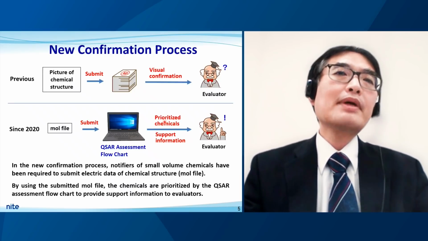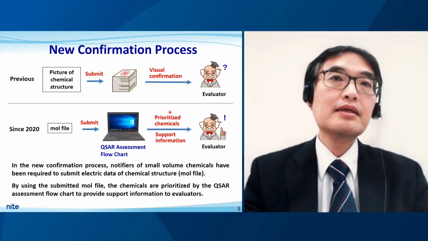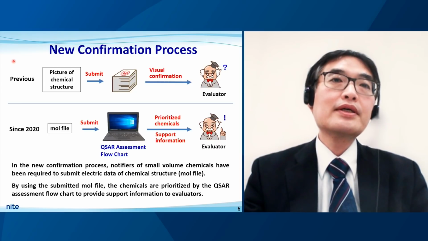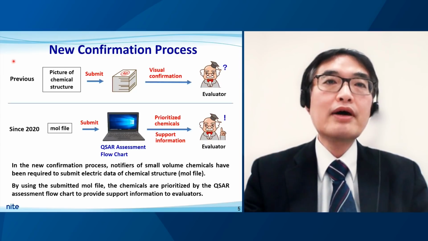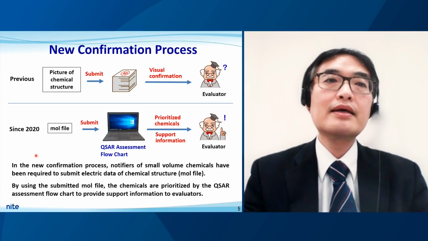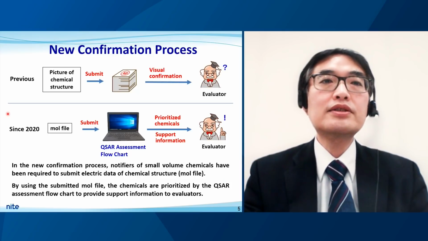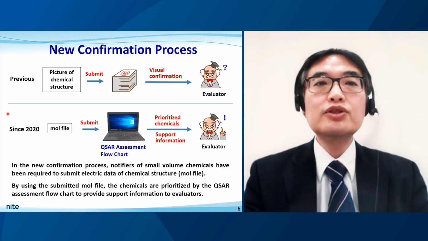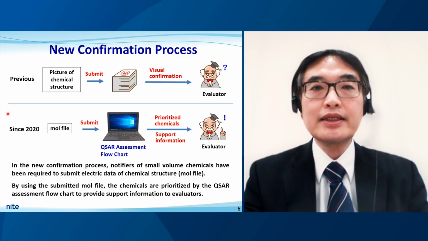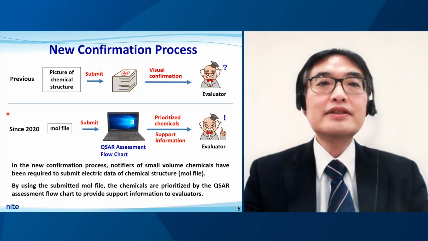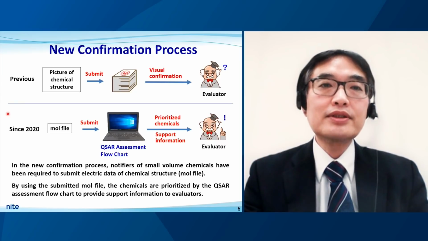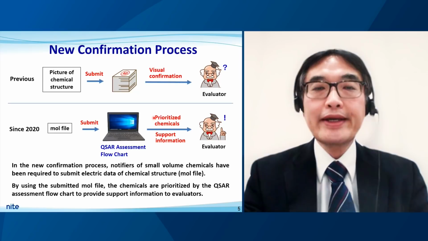This is a background of the new confirmation process. Previously, evaluators confirmed the submitted small volume chemicals by visual confirmation, by using the picture of the chemical structure submitted. In the new confirmation process since 2020, notifiers of small volume chemicals have been required to submit electronic data of the chemical structure, that is, a mol file. By using the submitted mol file, the chemicals are prioritized by the QSAR assessment flowchart to provide support information to evaluators.